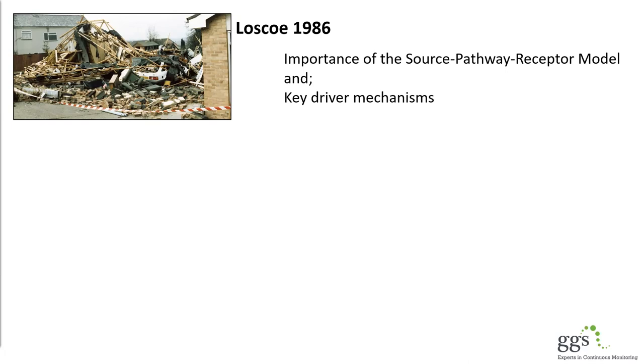Through the public inquiry, it brought out the source-pathway-receptor model that we use, the conceptual model that we use so much these days within contaminated land risk assessment. And it also brought out the driving mechanisms for ground gas within those assessments. And in Loscoe, the key driver there was atmospheric pressure changes as well. We'll definitely be touching on that through this presentation.